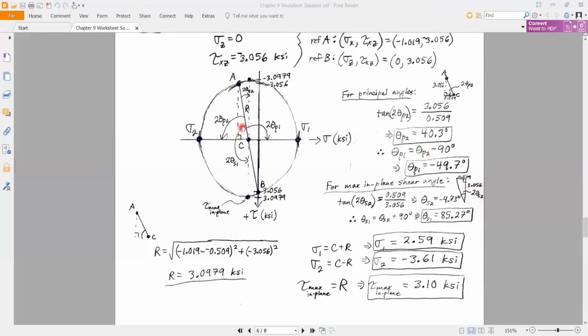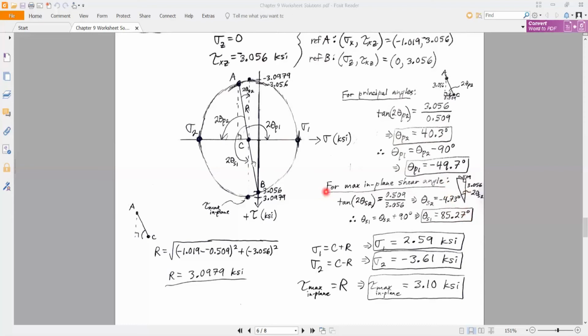If you know theta P2 is 40.3 degrees, we can subtract 90 from that to take us 180 degrees around our circle to sigma 1. So that'll give us theta P1 is equal to negative 49.7. And then from sigma 2 to our tau max in plane, we're rotating 90 degrees on our circle. So that's a further 45 from theta P2. So theta S1 is going to be 40.3 plus 45 degrees. You get 85.27 or 85.3.